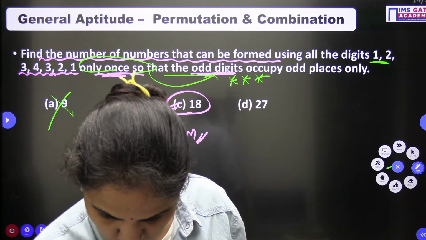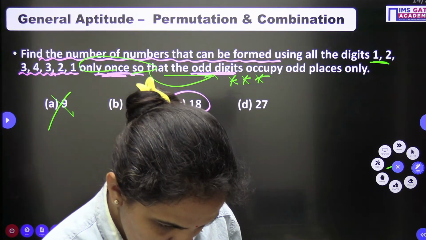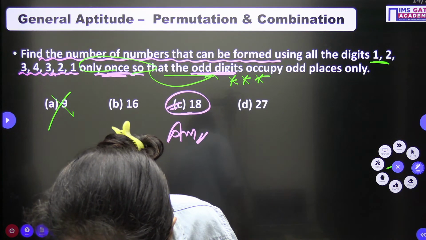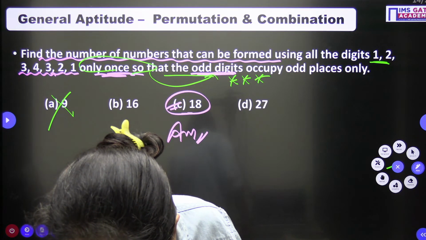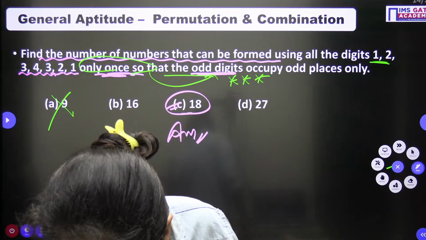Which you can see in option C very easily, kids. Right? So I hope you are getting my point. Like this, we need to approach. Otherwise, if you go directly, it will not work. It will not work at all when you go directly. Okay?